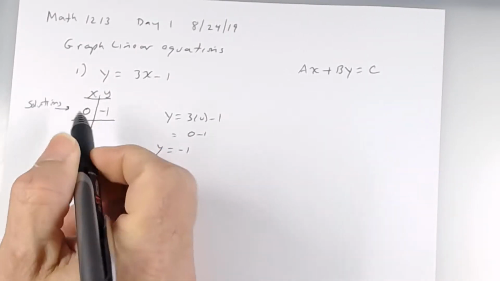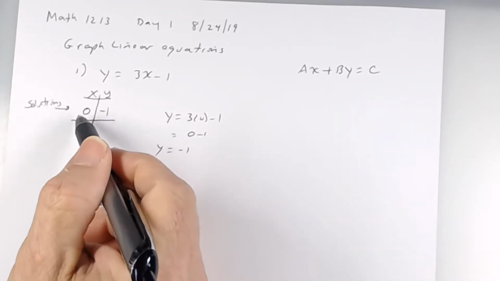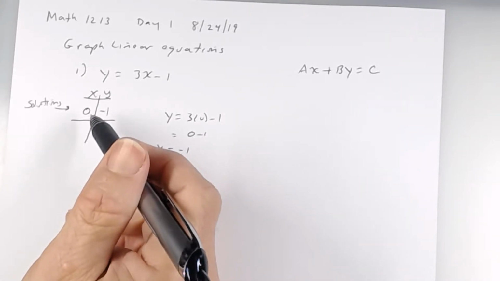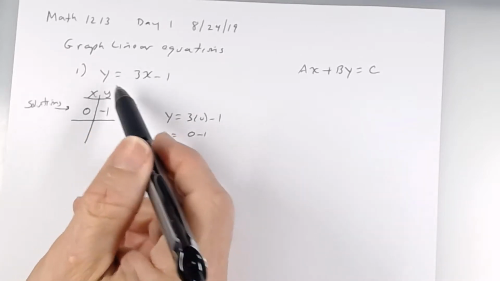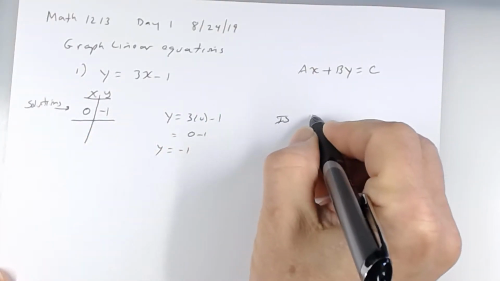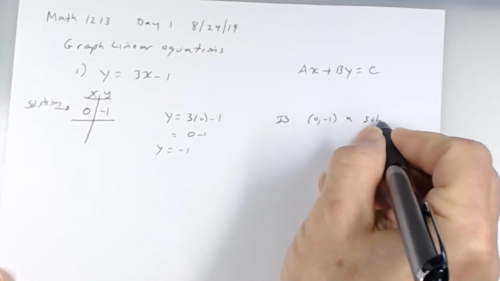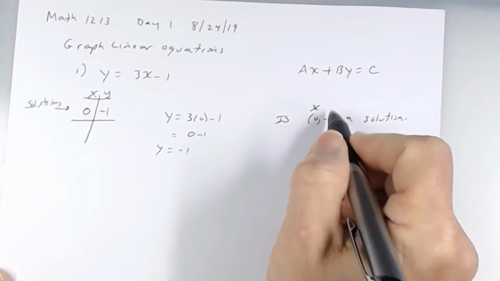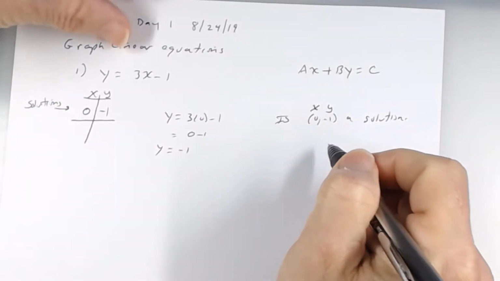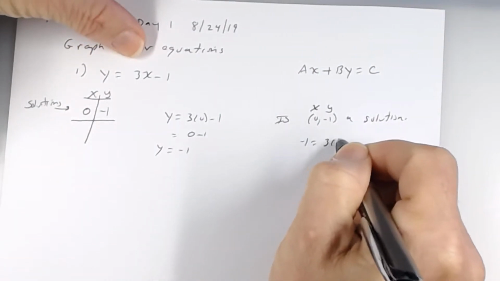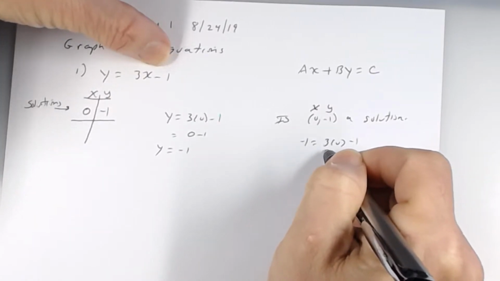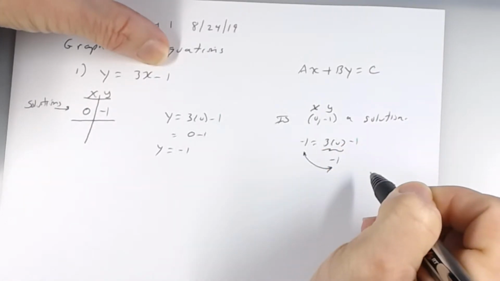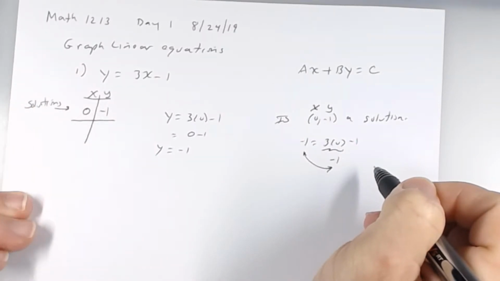So every point on that line is a solution, which kind of makes sense, because remember, a solution of an equation is a number that makes the equation a true statement. So the left side is going to equal the right side. So the question is, is the point 0, negative 1 a solution to this equation? Well, wherever we see the variable x, what do I plug in? 0. Wherever we see the variable y, what do you plug in? Negative 1. So I get negative 1 equals 3 times 0 minus 1. Well, what's 3 times 0? 0. And 0 minus 1 is negative 1. So is that a true statement? Yeah. So those are solutions. Every one of these that we find is a solution.